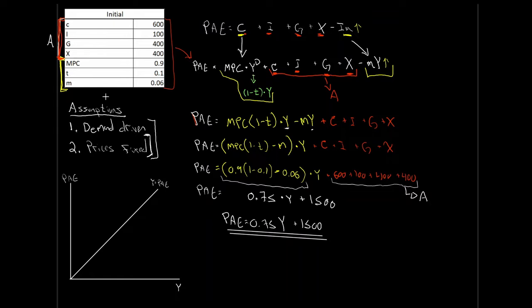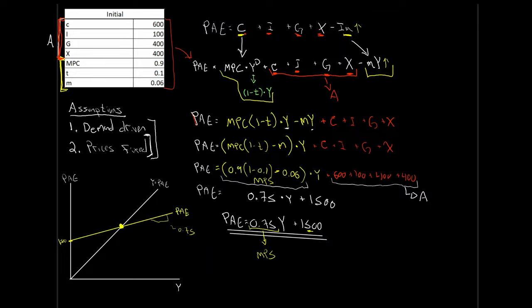Drawing our line itself, we'll start off with our autonomous expenditure at 1,500. That is our vertical intercept. If income were 0, you put 0 in for Y, PAE equals 1,500. From here, we have an upward sloping line such that rise over run of that line is 0.75. That's our marginal propensity to spend. That's all that garbly goop there. What does that mean? Every extra dollar of income, every extra dollar of GDP, how much we're planning to spend domestically. So that is our planned aggregate expenditure function.